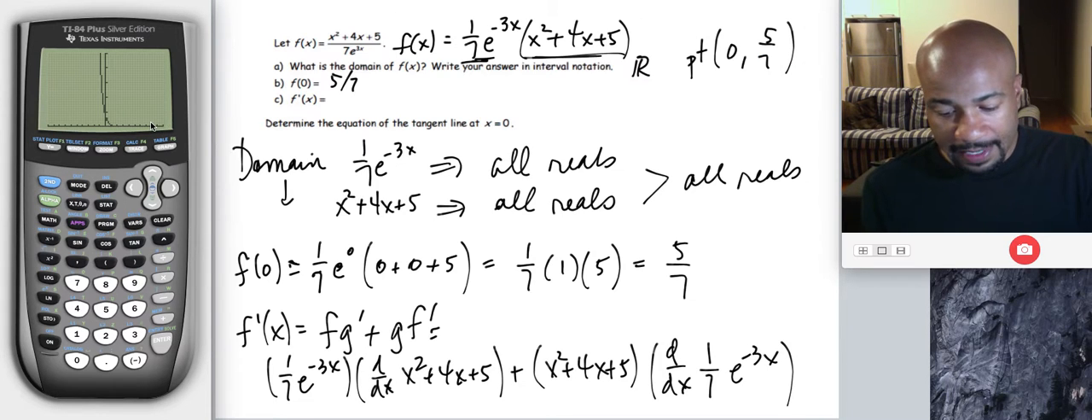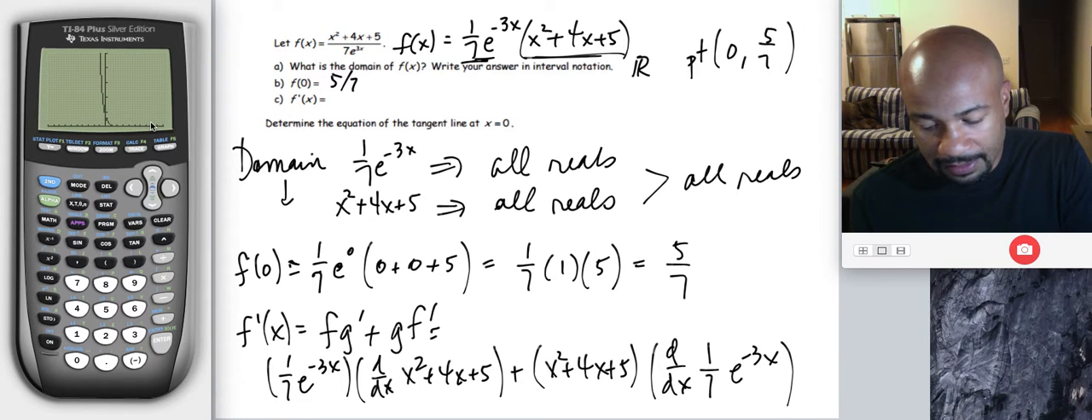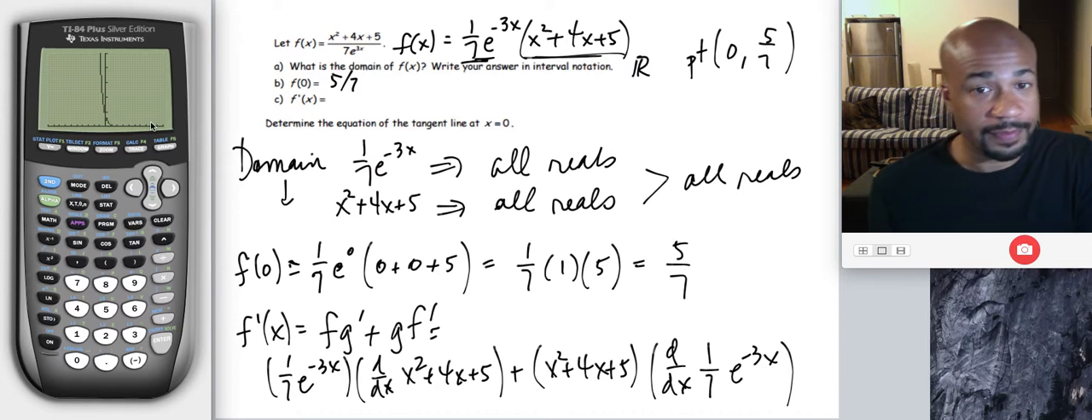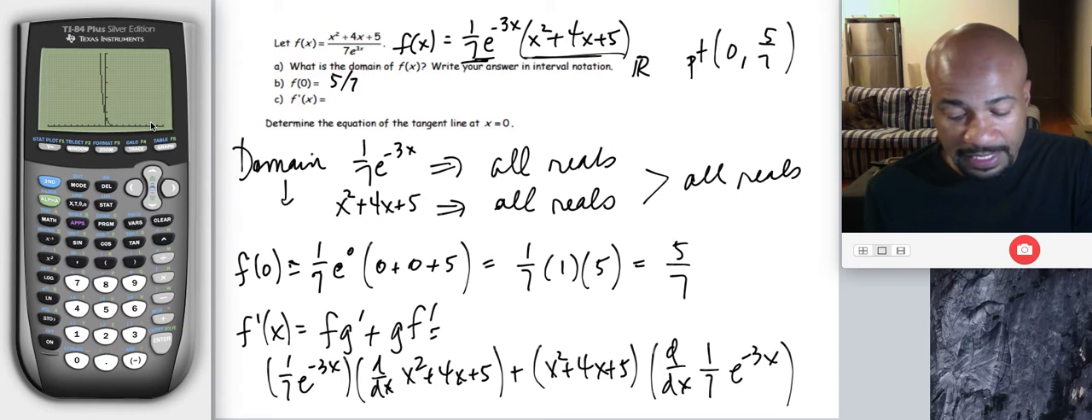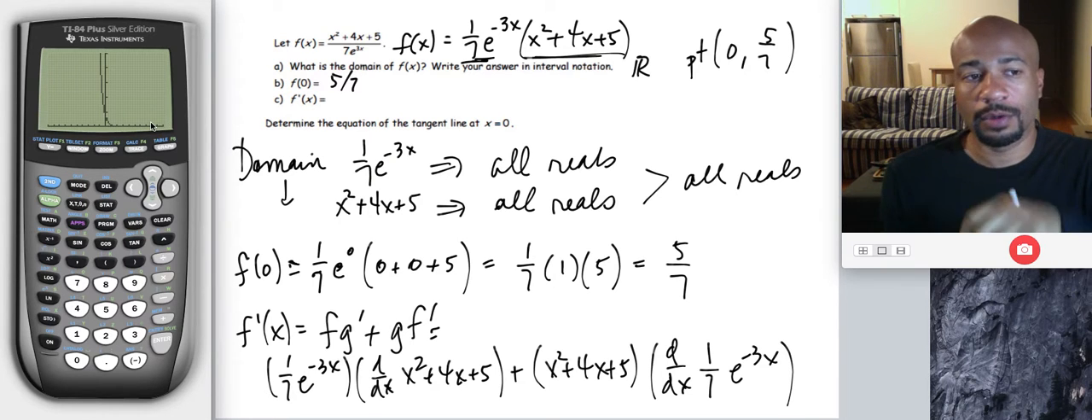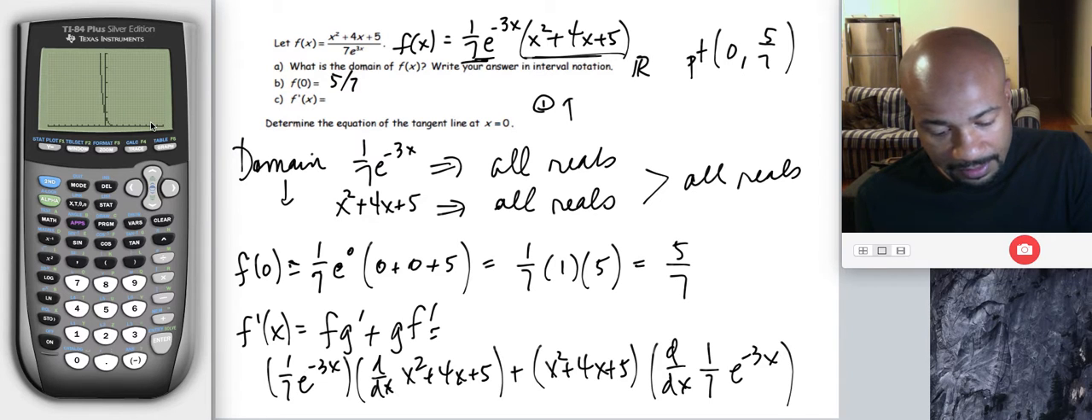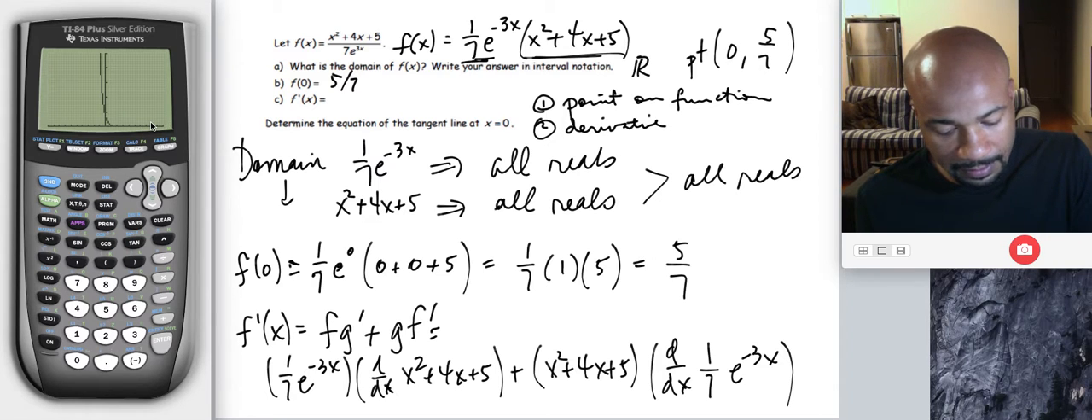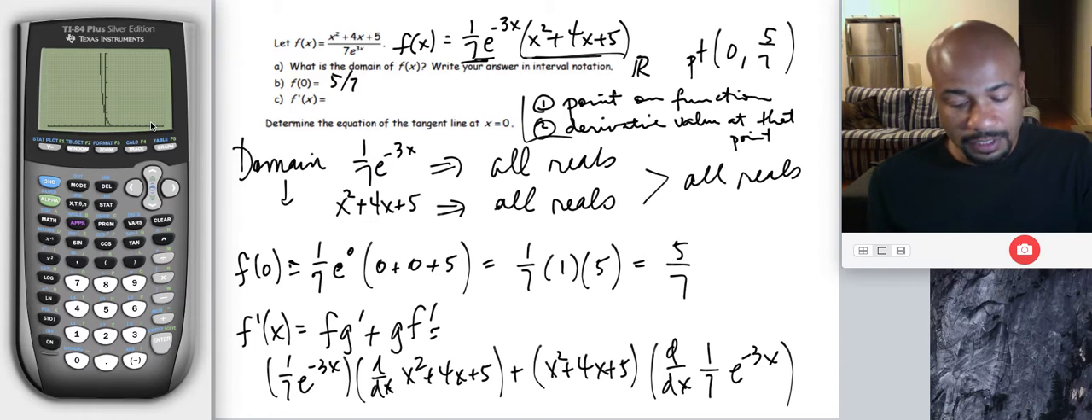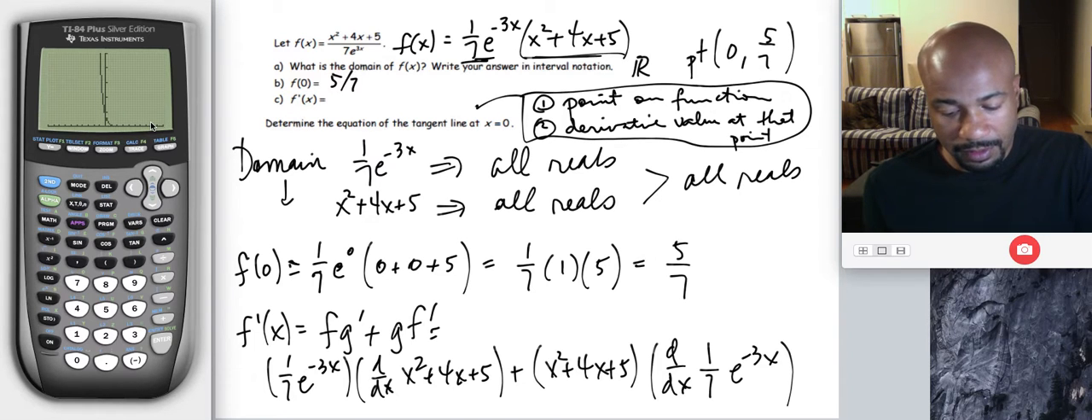So if we go back, I'm not going to write that derivative up here, but it says determine the equation of the tangent line at x equals 0. So in order for you to find the equation of the tangent line, you need two things. You need a point on the function, and the derivative value at that point. So these are the two things that you need to answer this question.